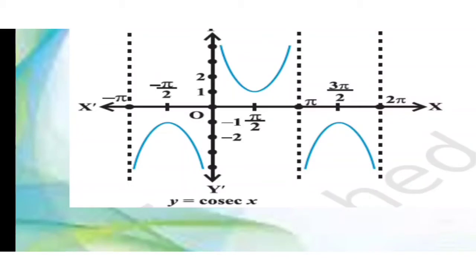And here the maximum will be infinity and minimum will be minus infinity. So it goes on increasing, it goes on decreasing. So the maximum value that the cosec function attains is infinity, and the minimum value will be minus infinity.